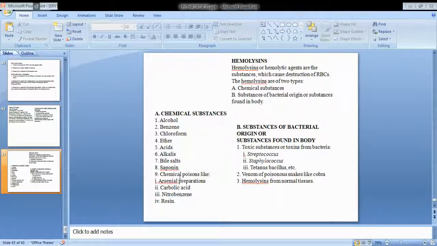When they are added to the blood, or mixed in the blood, they will lead to hemolysis. Sometimes bacterial infections like streptococcus and staphylococcus secrete toxic substances into the blood, which will also lead to hemolysis. Even snake bites, like cobra, the venom contains lecithinase, which will also lead to destruction of the blood. Hemolysins also come from normal tissues; normal cells and tissues secrete some hemolysins. Hemolysins are chemicals or substances that will cause the destruction of RBC.